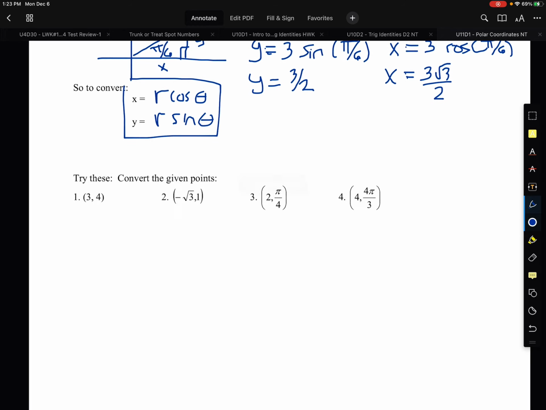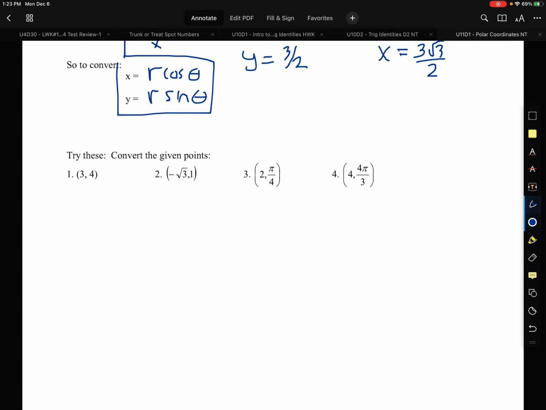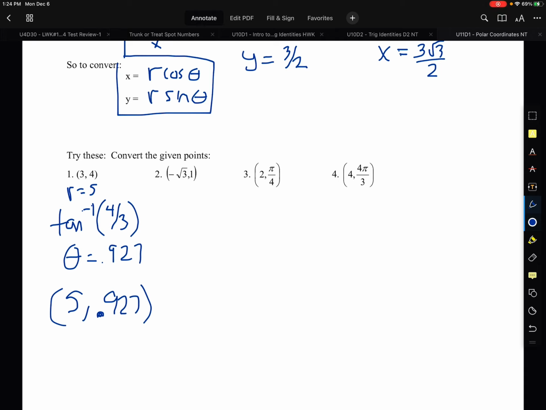All right, got some practice examples here. So I'm looking at this first one. Pythagorean triple. Radius is 5. Now if I do the inverse tan of 4 over 3, I use my calculator, I get theta equals 0.927. My point is 5, comma, 0.927. Done. Now the next one, Pythagorean theorem over here. Square root of 3 squared, 1 squared is 1, equals r squared.